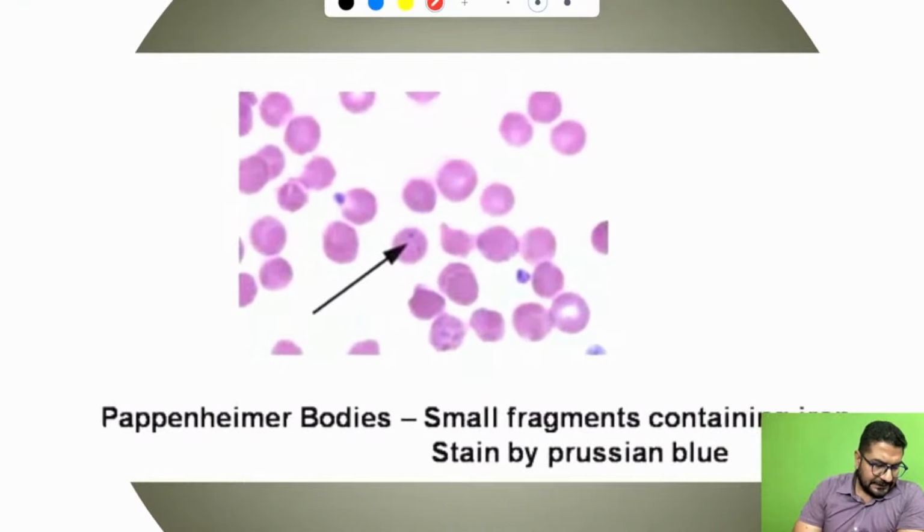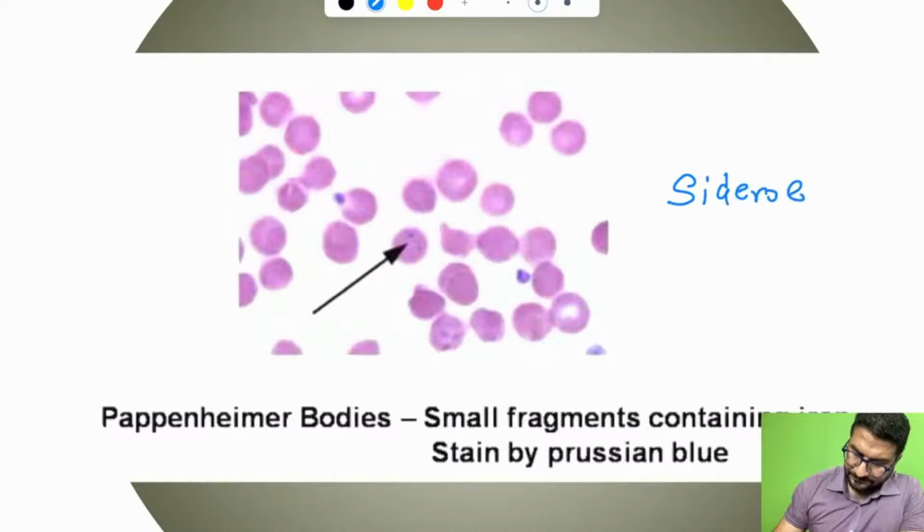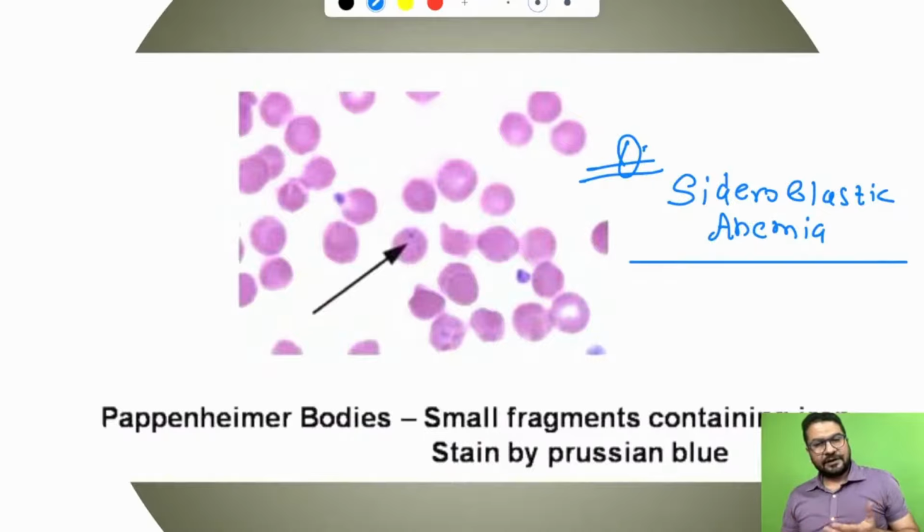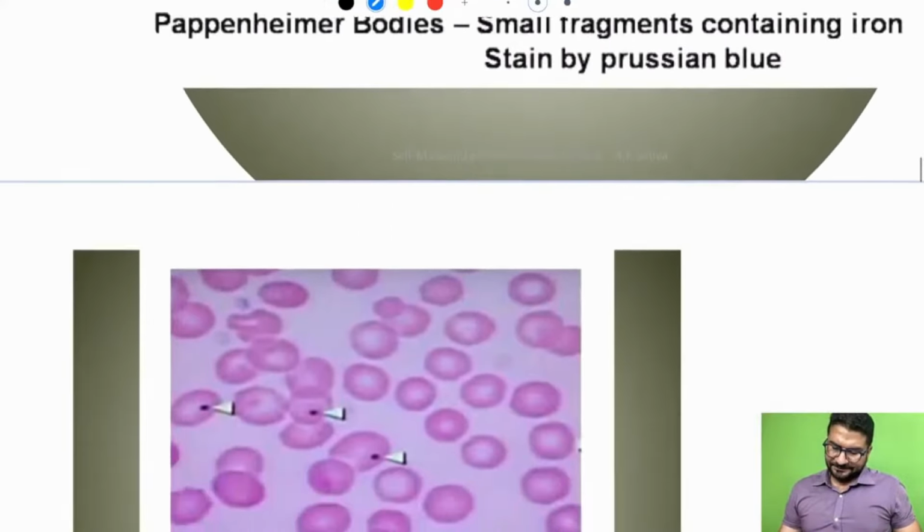ओके, अब देखो ये क्वेश्चन आपके एग्जाम में बार बार पूछा है, Pappenheimer bodies. तो आपको मुझे बताना है where you will see Pappenheimer bodies. Anyone who will tell me this, बताओ। So Pappenheimer bodies, understand this thing, these are the bodies which we see in a patient with sideroblastic anemia. Many times this question came in exam, कई बार आ चुका है। So basically these are iron containing bodies, we call these Pappenheimer bodies.